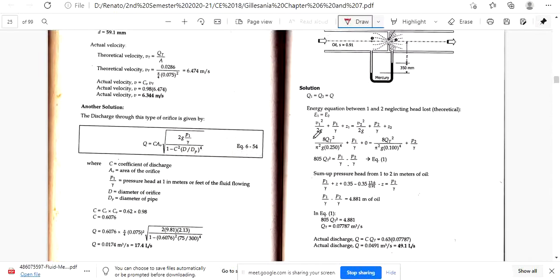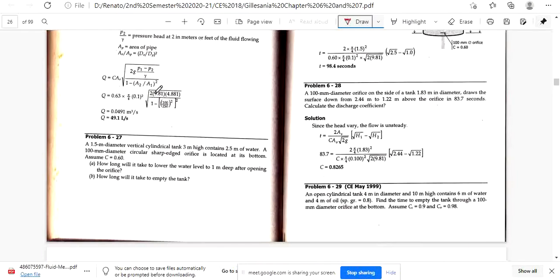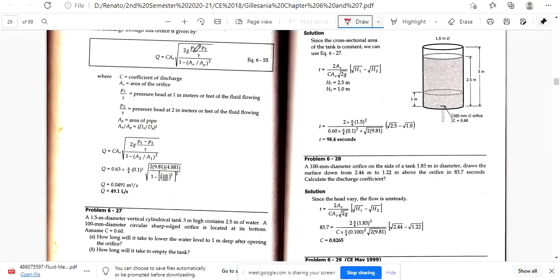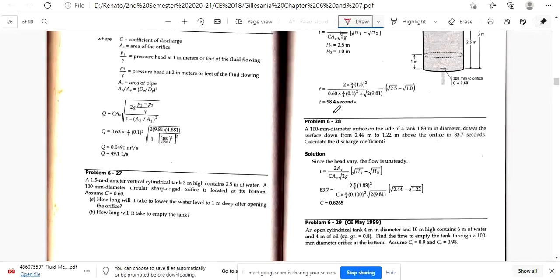Whereas here, look at this, you have nothing to memorize. As long as you know the basics of Bernoulli's energy equation and the basics of pressure head, you don't need to memorize anything.